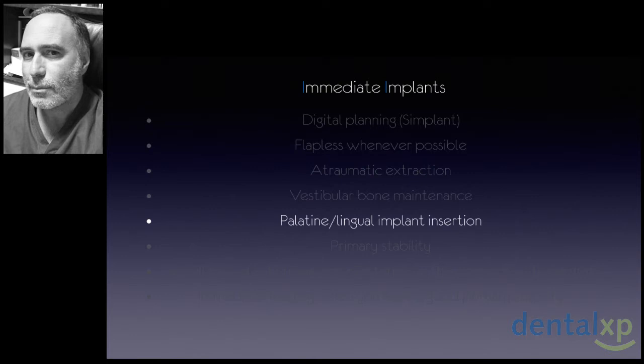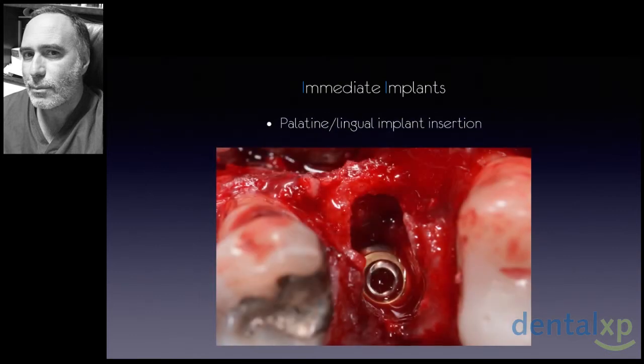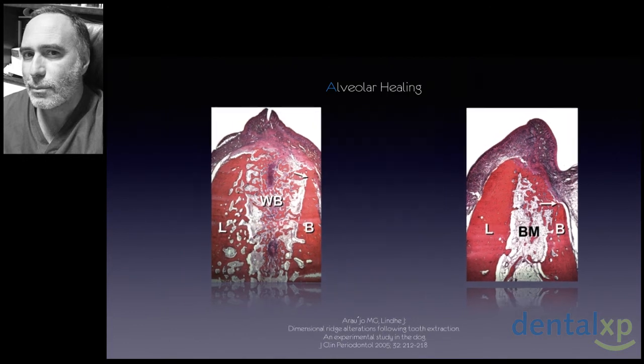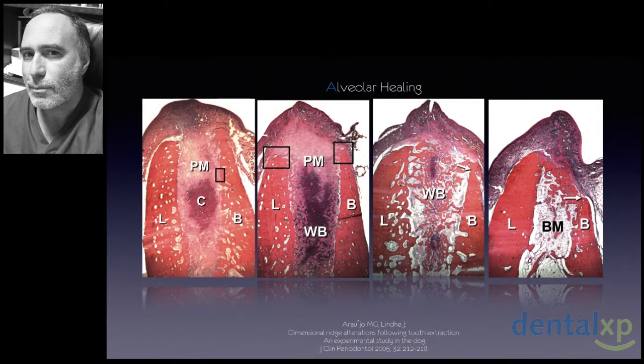The palatal-lingual implant insertion allows more space to insert a biomaterial to contrast the vestibular bone resorption, as shown in Araujo and Lindhe studies in 2005. As you can remember from my last webinar, part 1, the vestibular cortical bone at 8 weeks after root extraction has more bone resorption than the palatal-lingual cortical bone.